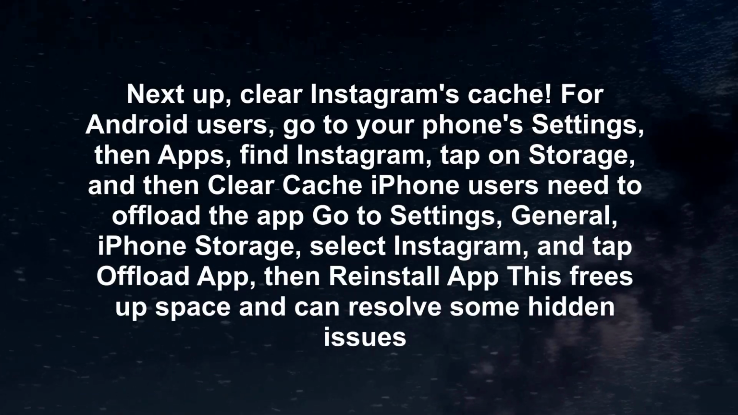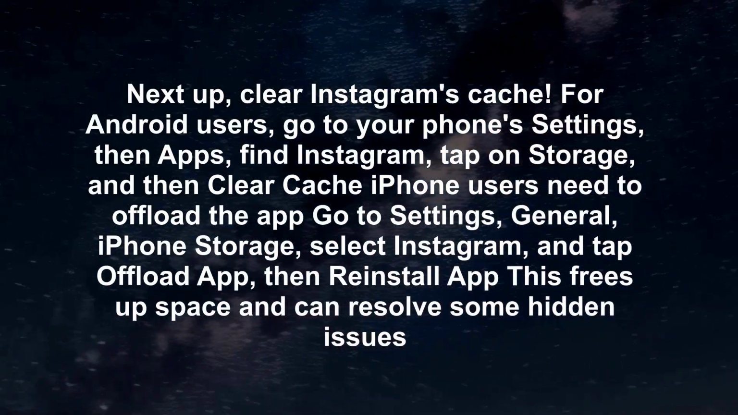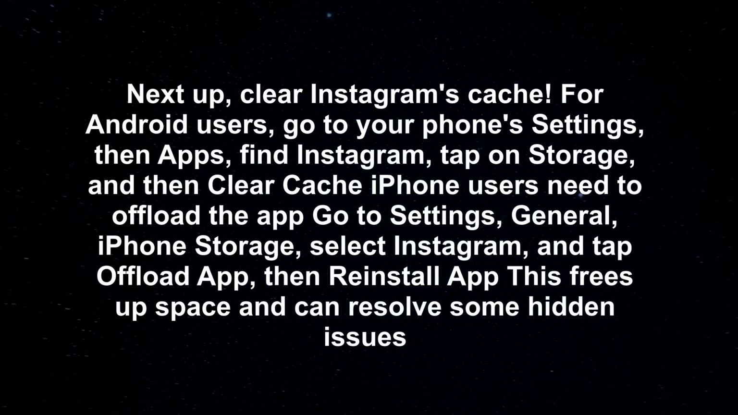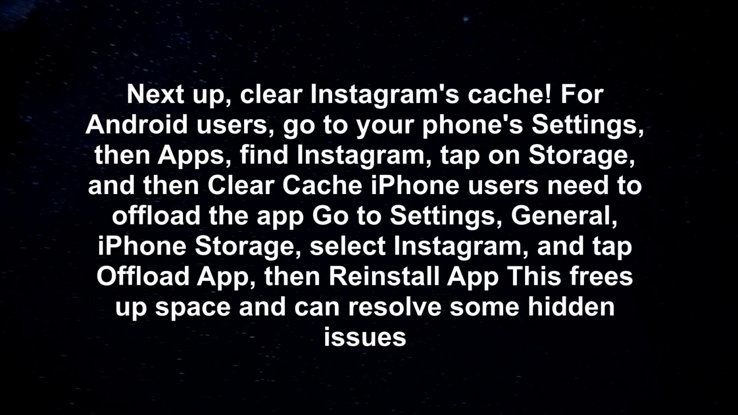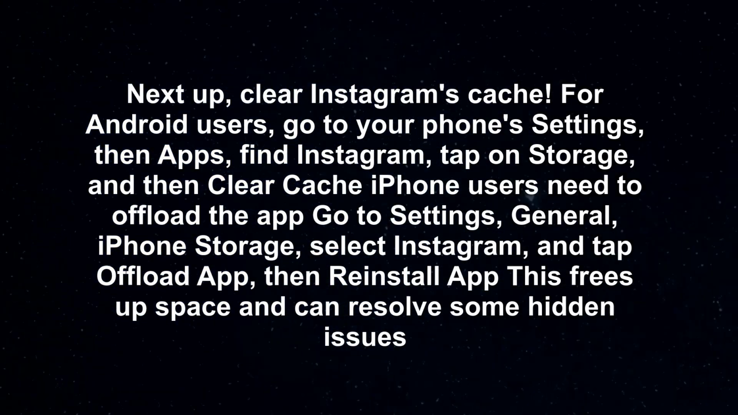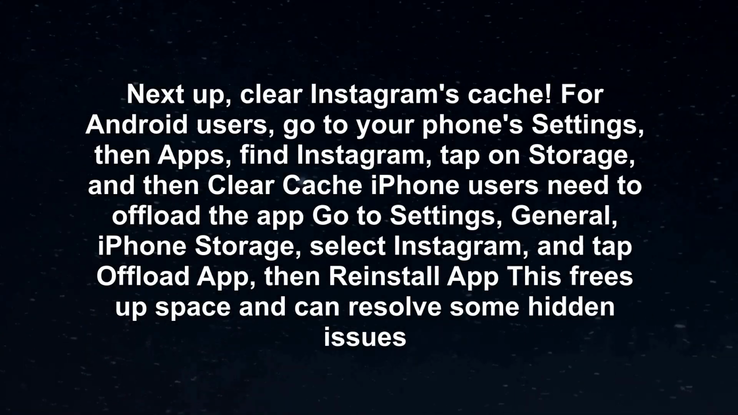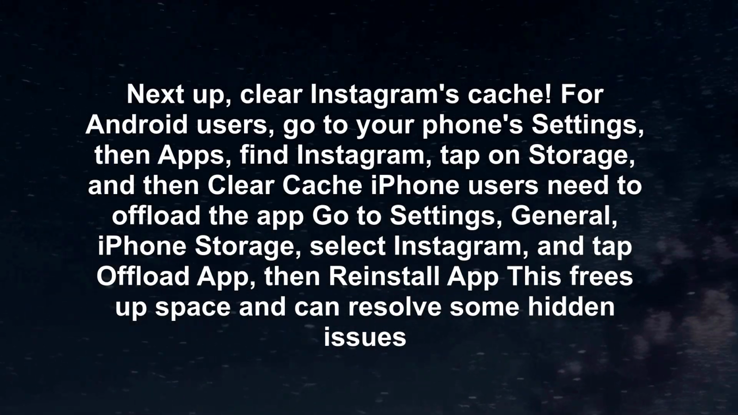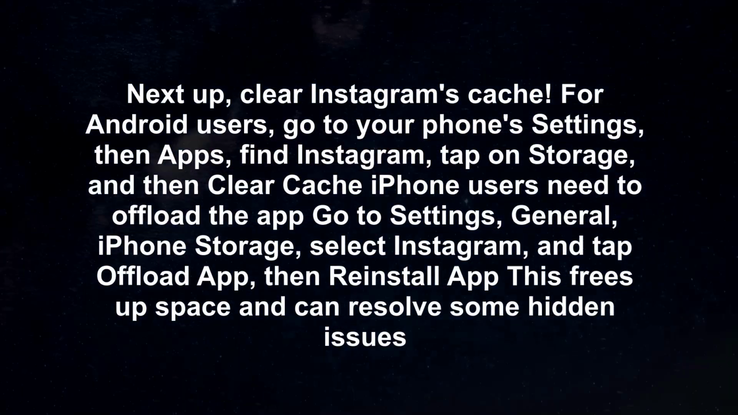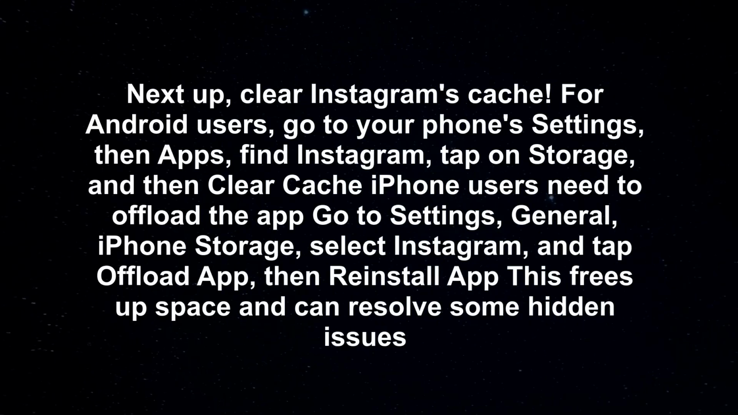Next up, clear Instagram's cache. For Android users, go to your phone settings, then Apps, find Instagram, tap on Storage, and then Clear Cache. iPhone users need to offload the app. Go to Settings, General, iPhone Storage, select Instagram, and tap Offload App. Then reinstall the app. This frees up space and can resolve some hidden issues.